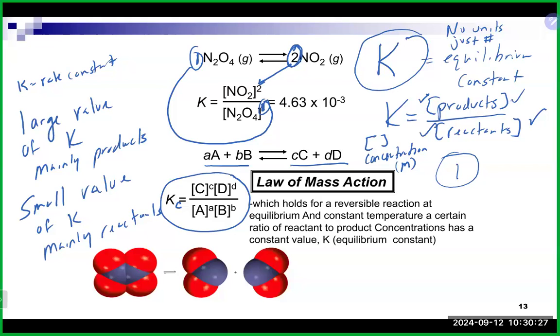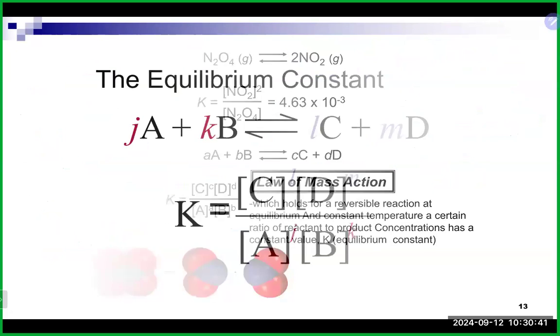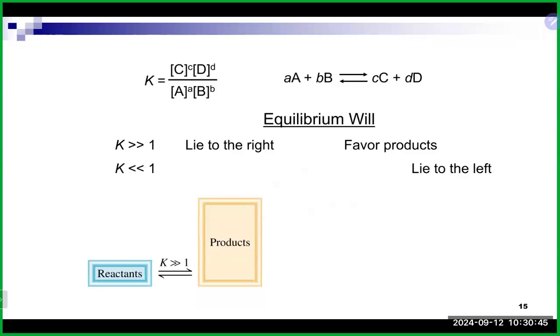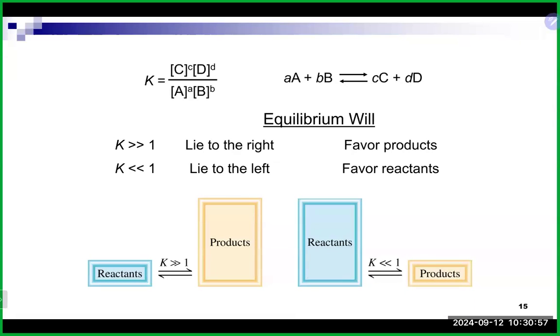You can't just put in initial concentrations. They have to be equilibrium concentrations to go in here to actually solve for a particular number. Any questions on that? So again, as I mentioned before, that equilibrium constant value will definitely give you some important information as to what you should expect to be there when you do reach equilibrium.